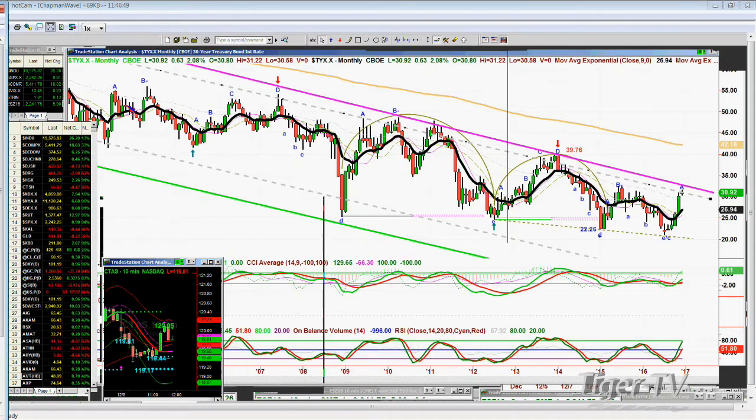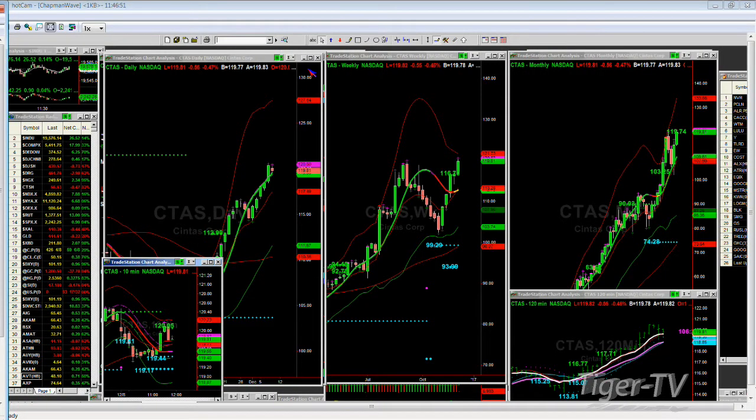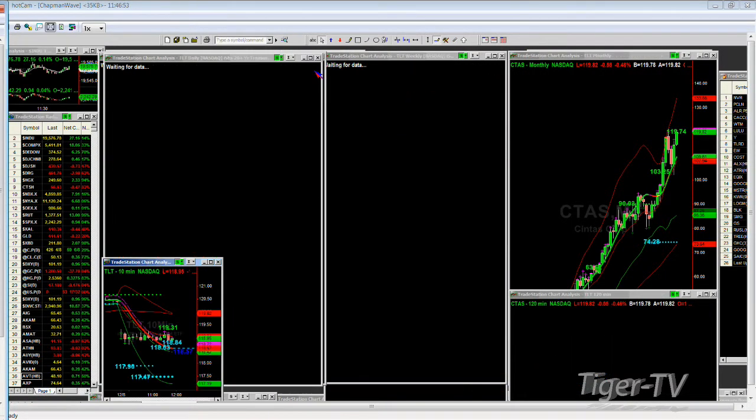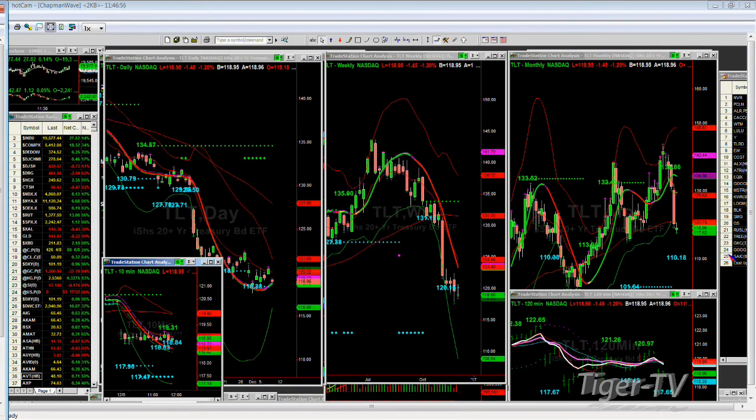All right, we're going to go. Let me see what this says. TLT. So this is the Chapman Wave projection chart. 110 is major support in the monthly. We've gone down below 120 in the weekly, and a whole area of 118 to 117.5 is really important in the shorter term. So I'm watching this very closely.